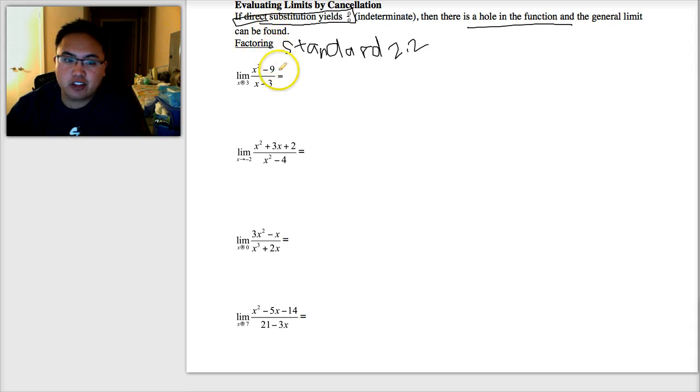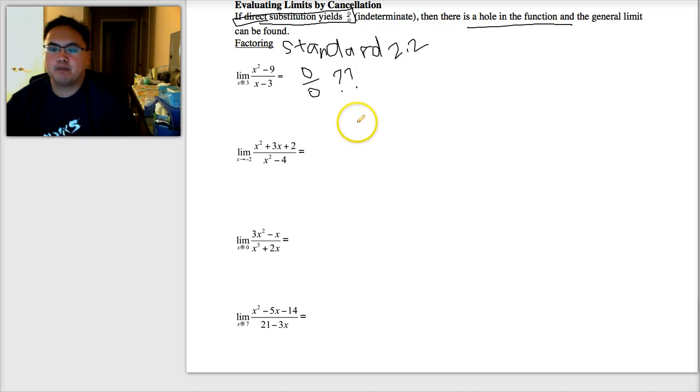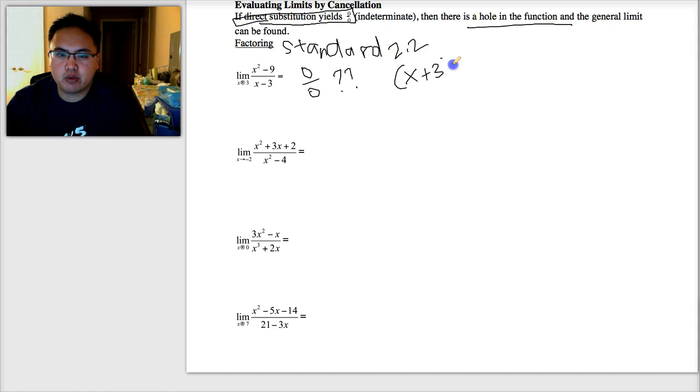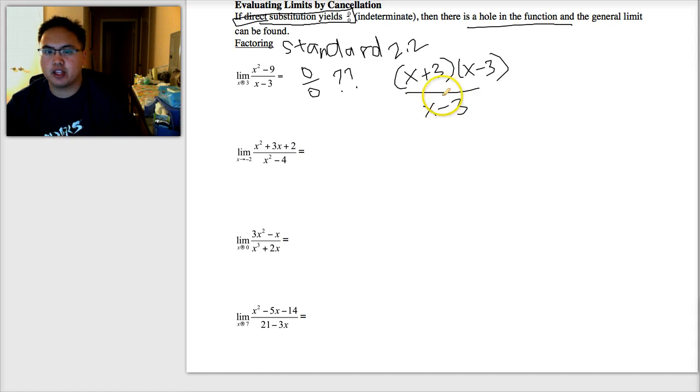Finding limits by factoring. So here it says as x goes to 3, right? But if I plug in 3, I get 0 over 0, okay? Which means, hey, what's going on? There has to be something to simplify here. So what I'm going to do is factor this. You notice at the top I have a difference of squares, and this might be a review for some of you. At the top, because it's a difference of squares, I can write x plus 3, x minus 3. And if you have difficulty doing difference of squares, I can help you out at a different time.